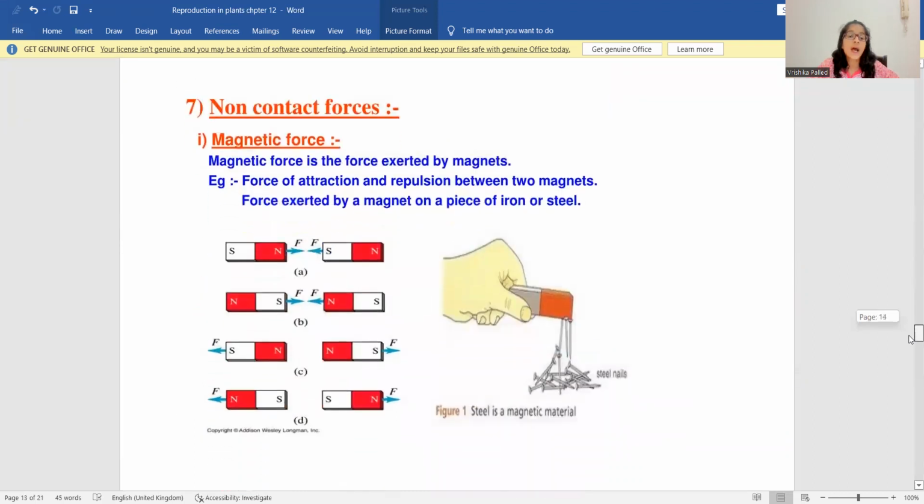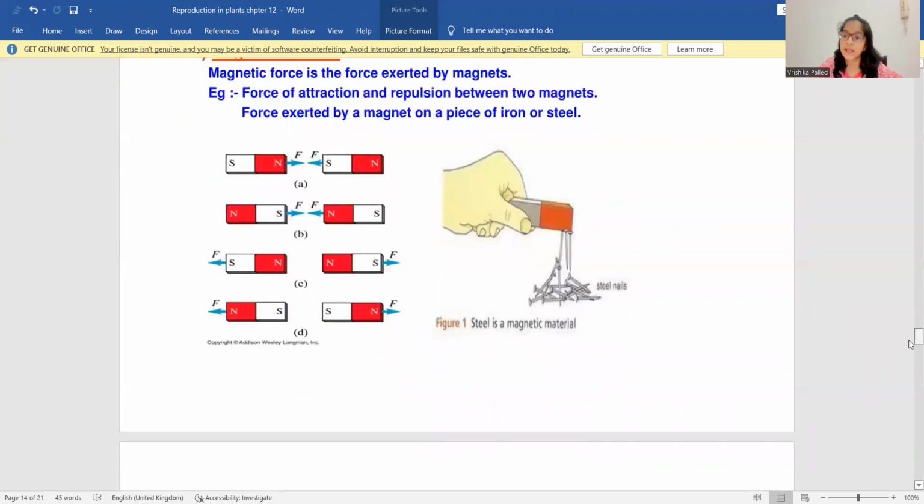Now, let us start with the first type of non-contact force, that is magnetic force. Magnetic force is the force exerted by magnets. Example, force of attraction and repulsion between two magnets. Force exerted by a magnet on a piece of iron or steel. As we all know, whenever we keep a magnet beside another magnet, it gets attracted or repels away from it. Thus, we can say that magnetic force is a non-contact force.